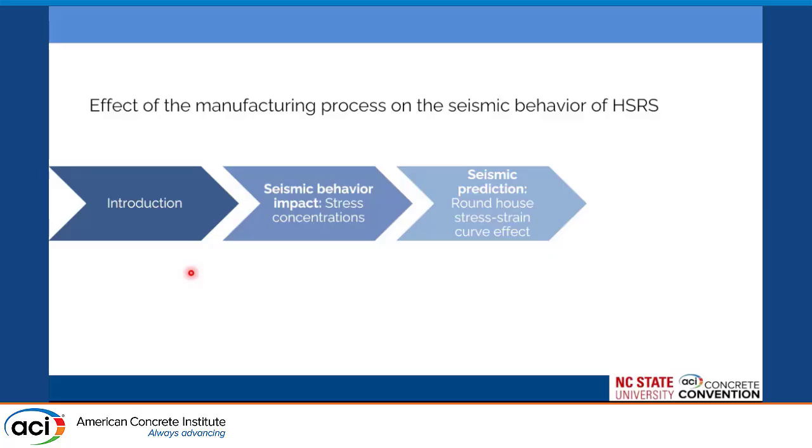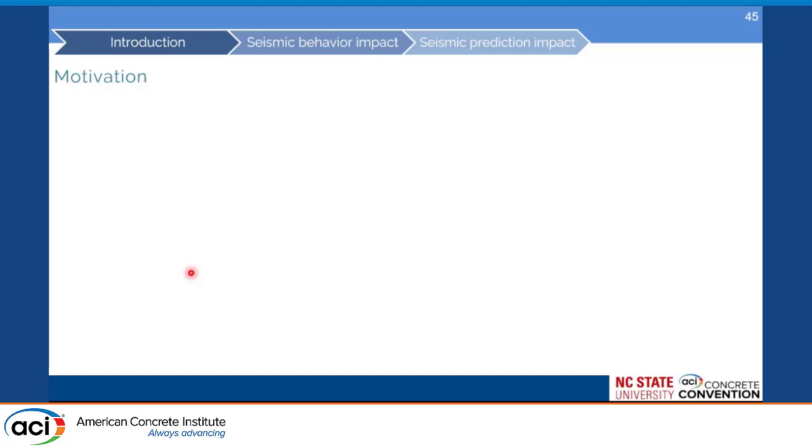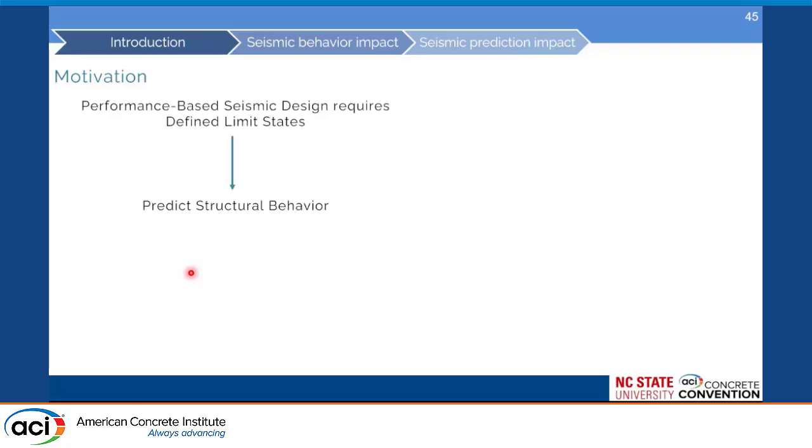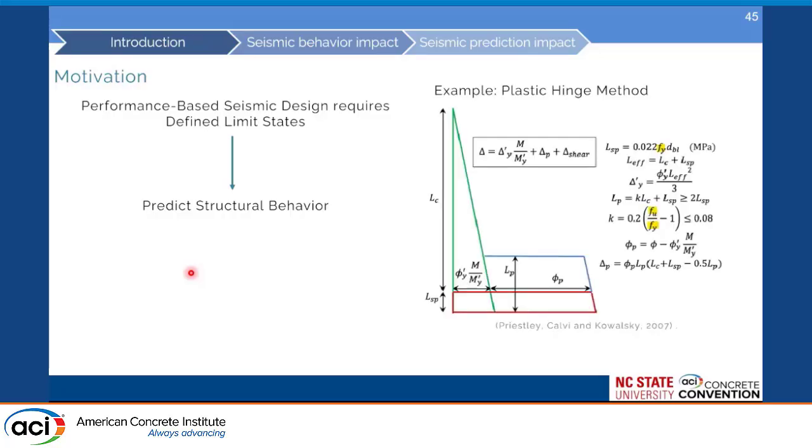So Lina already talked about the evaluation of concrete columns and the importance that we see in high-strength reinforcing steel, and how that plays a significant role in structural performance, right? Specifically talking about seismic design and performance-based design, we need defined limit states in order to predict structural behavior, because we need to define our behavior when we start the design process. So there are a lot of design recommendations, such as the plastic hinge length method, where we need two main parameters to describe our materials.